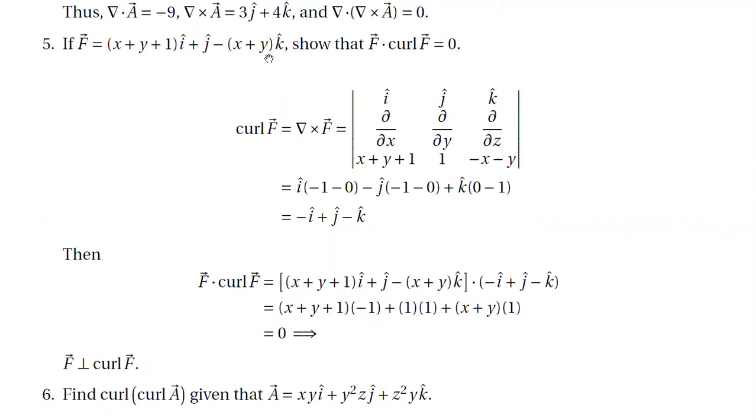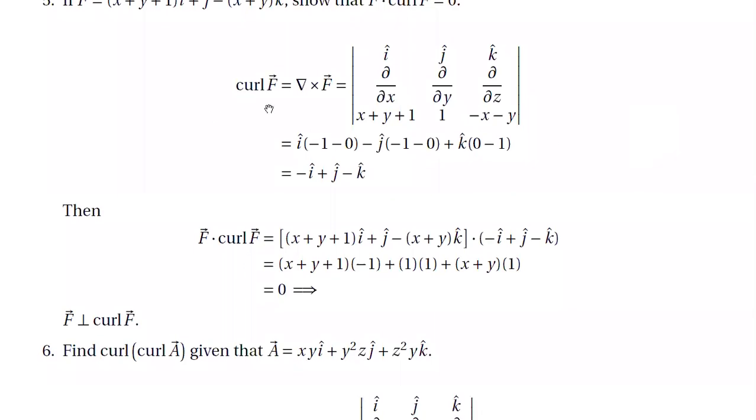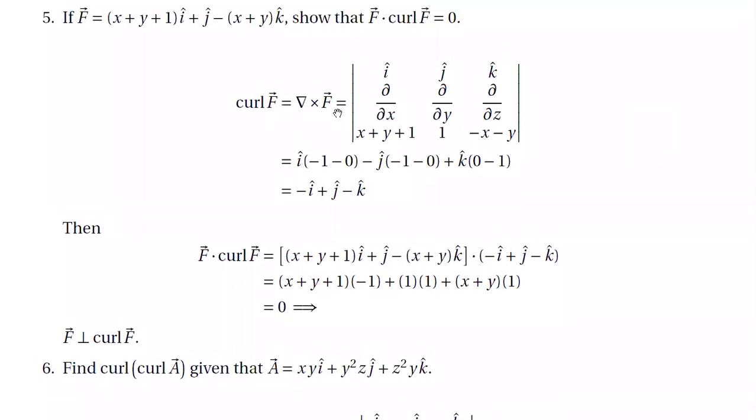So here vector f is already given to you in the question. So first let's calculate the value of curl of vector f. After calculating curl of vector f, let's check whether the dot product of vector f with curl vector f is equal to 0. Curl vector f is equal to del cross vector f.